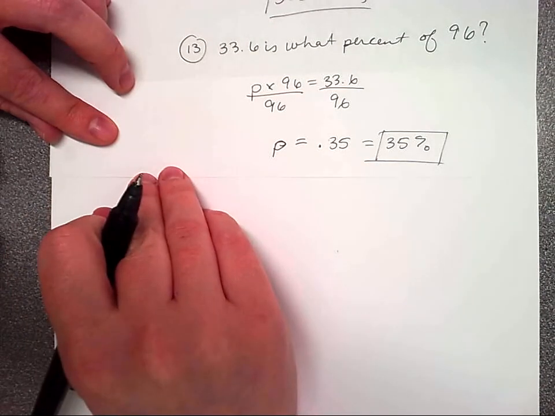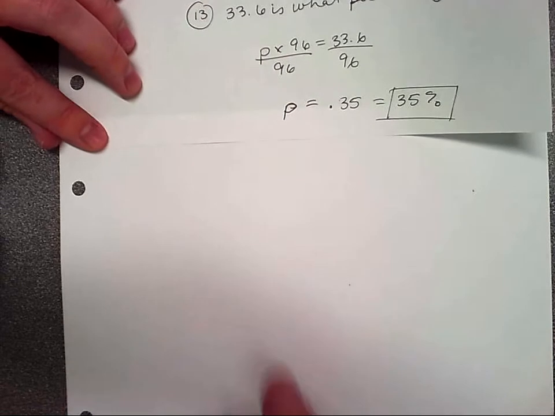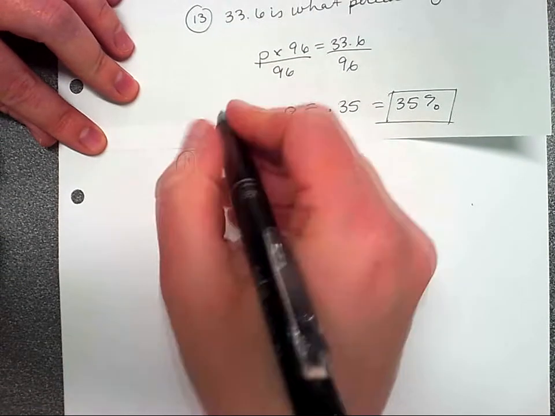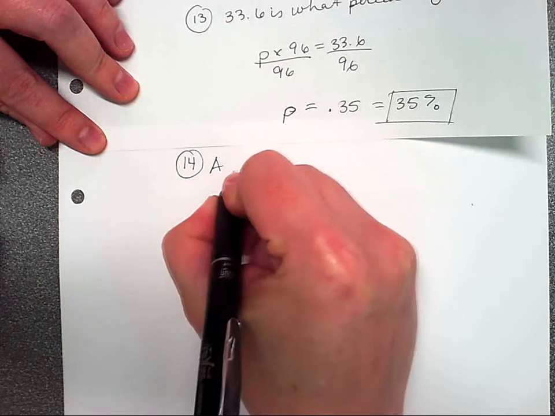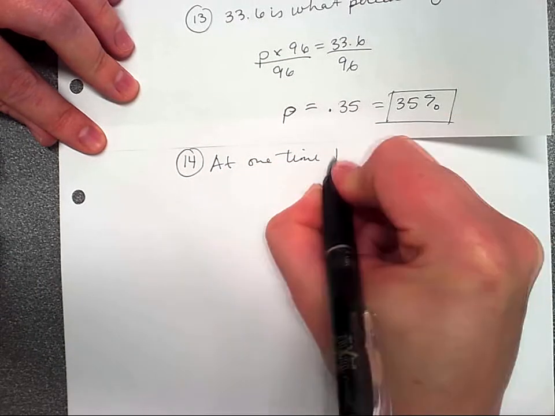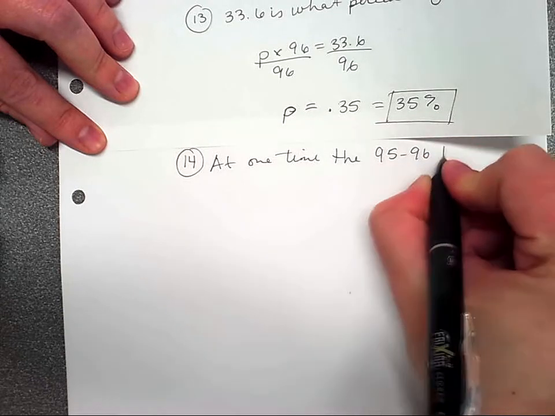All right. Should we do a word problem? Okay. So number 14. At one time, the 95, 96 Bulls.